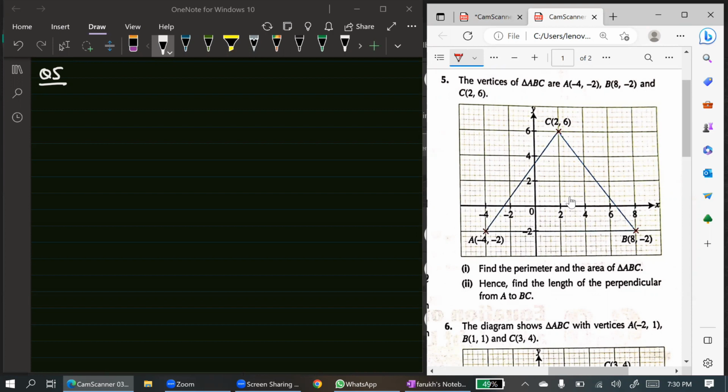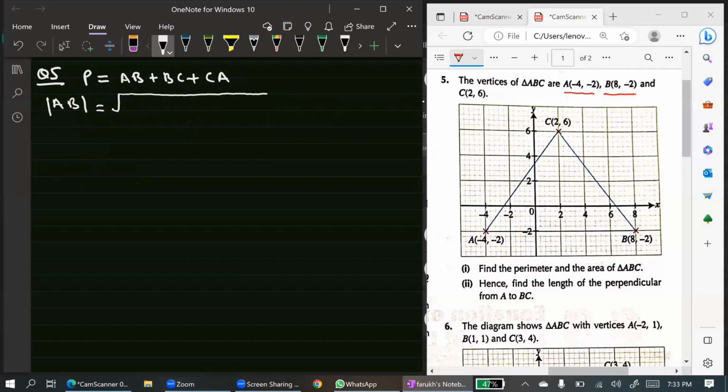To find the perimeter of the triangle, perimeter is the length of all the sides. Sides are AB, length of AB, plus length of BC, plus length of CA. We will find the length of AB first. We will let the coordinates of A be x1, y1 and the coordinates of B be x2, y2.